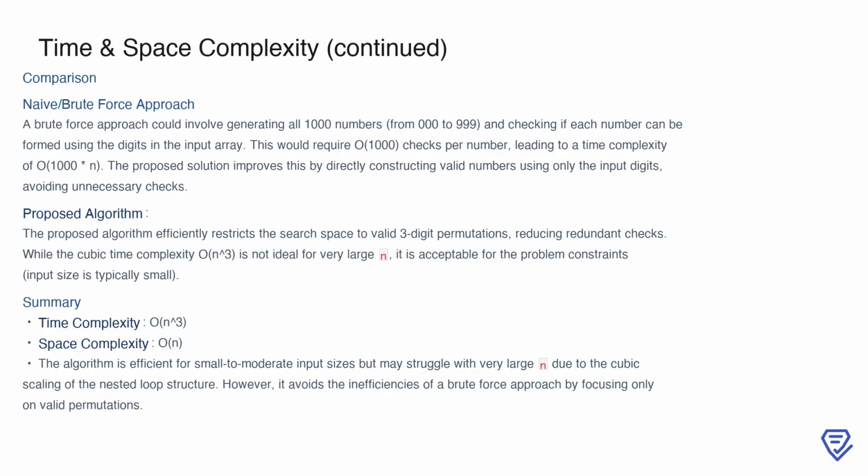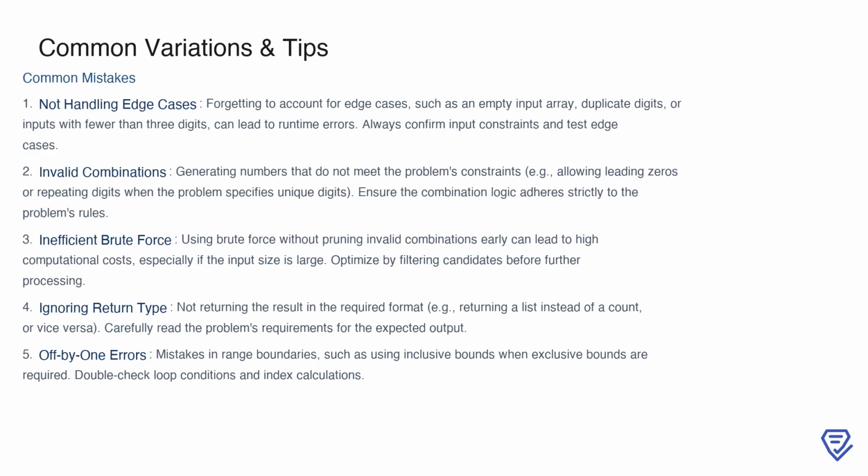It avoids the pitfalls of brute force methods and focuses computational effort on generating only valid permutations. When working on this problem, there are several common mistakes to watch out for. First, not handling edge cases can lead to runtime errors or incorrect results. For example, if the input array is empty, contains duplicate digits, or has fewer than 3 digits, your solution might fail unless these scenarios are explicitly accounted for. Always make sure to confirm the input constraints and test these edge cases thoroughly.